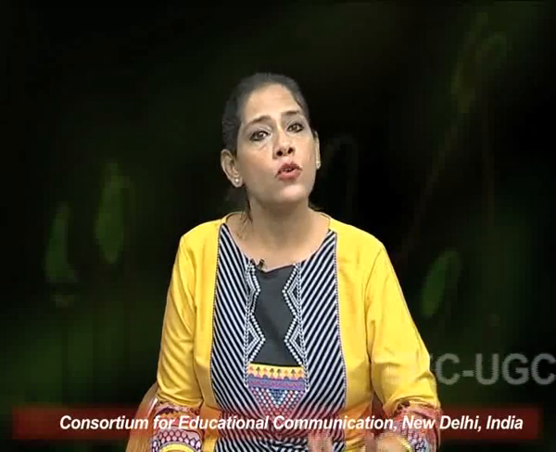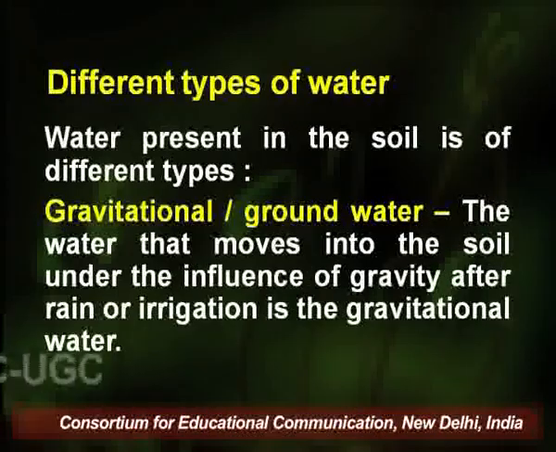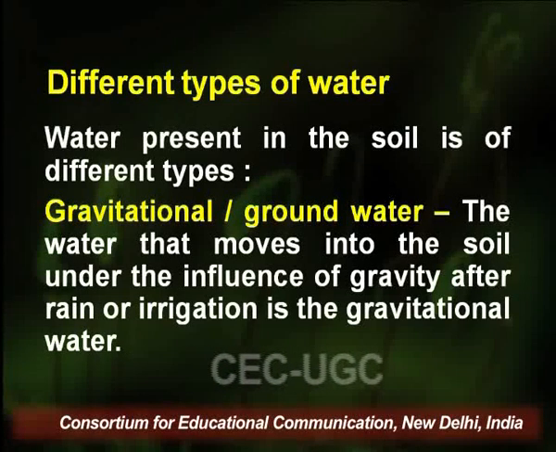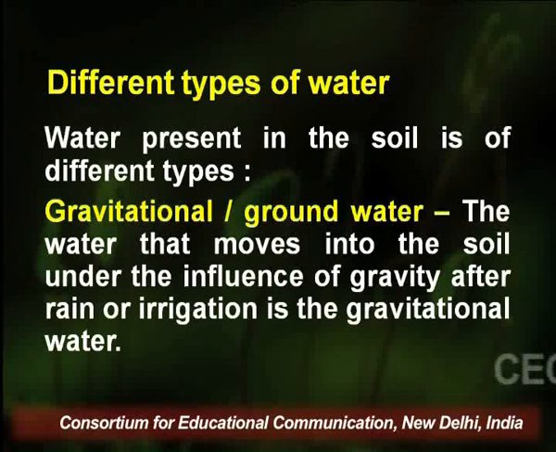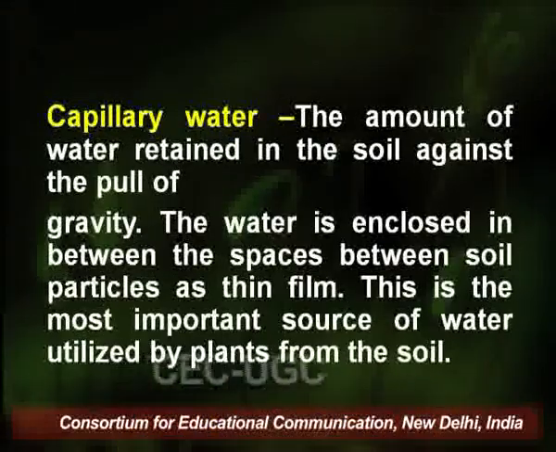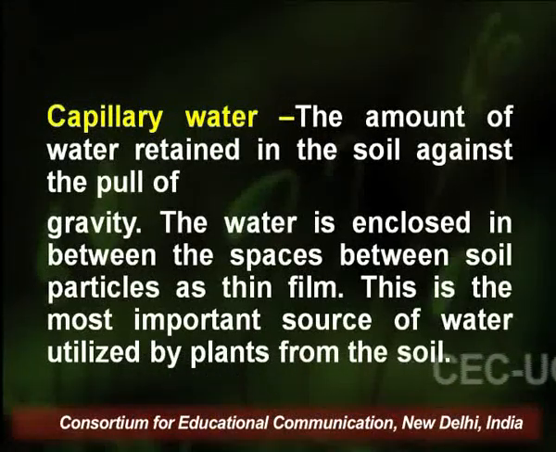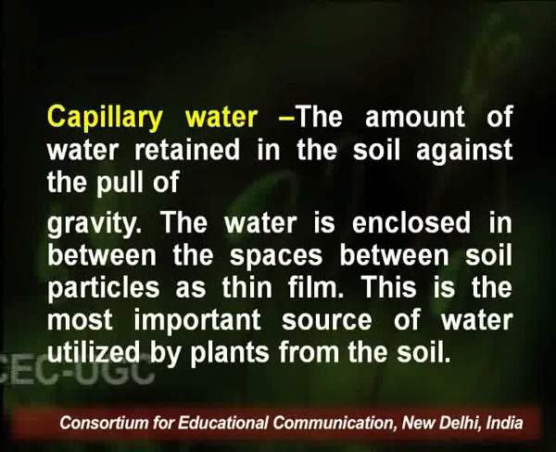Now moving on to various types of water which are present in the soil. So first one is the gravitational or groundwater. The water that moves into the soil under the influence of gravity after rain or irrigation is the gravitational water. So the water which moves with the influence of gravity is the gravitational or the groundwater. Second one is the capillary water. What is capillary water? The amount of water retained in the soil against the pull of gravity. So even if, obviously due to gravity, the water should be moving down or seeping downwards, still there is some water which is retained, which forms a bond with the soil and is retained in the soil against the pull of gravity, and that is known as capillary water.